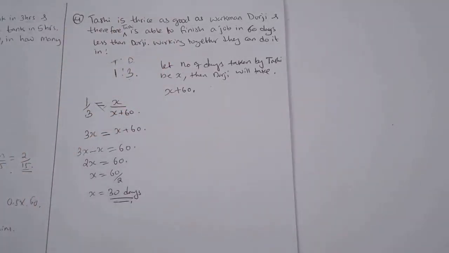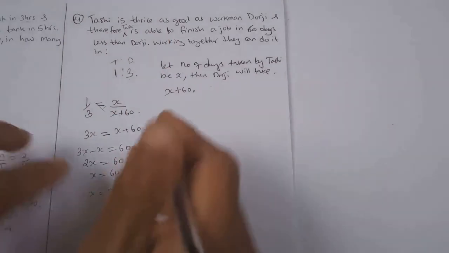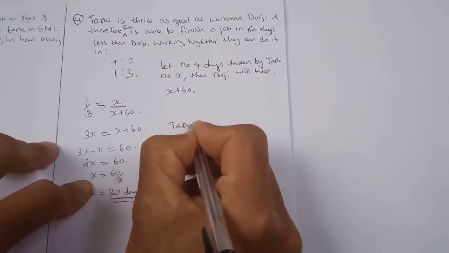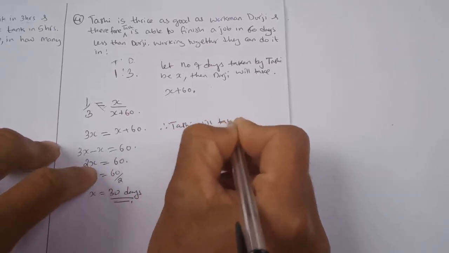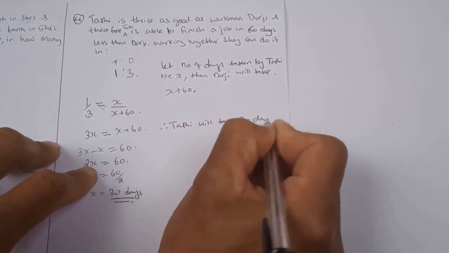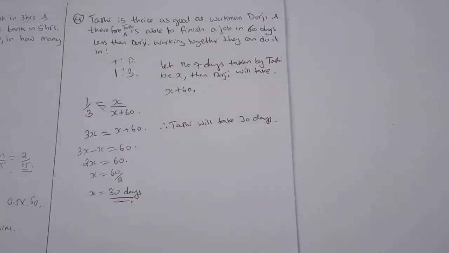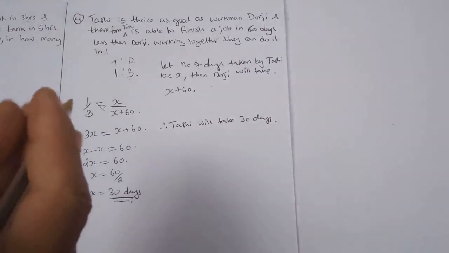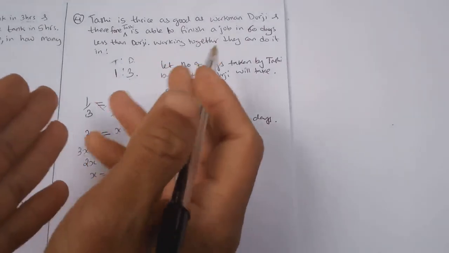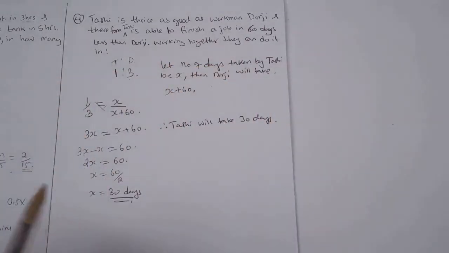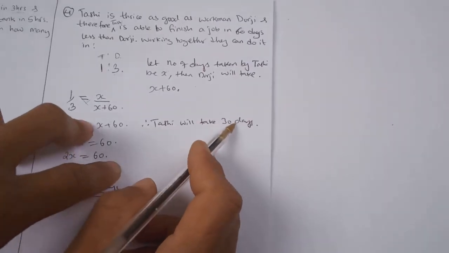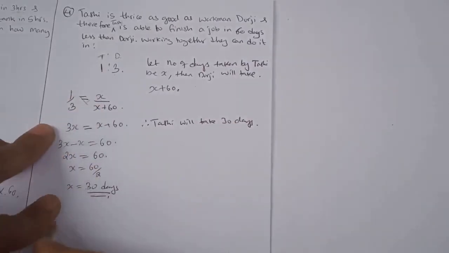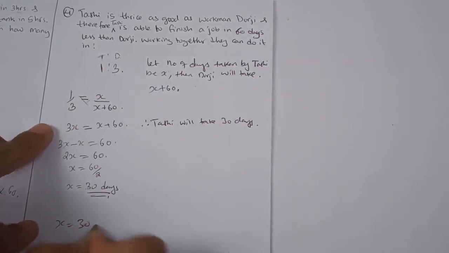So Tashi will take 30 days to complete the work. The question asks, if they work together, how long will they take to complete it. Tashi takes 30 days, so the value of x is 30.